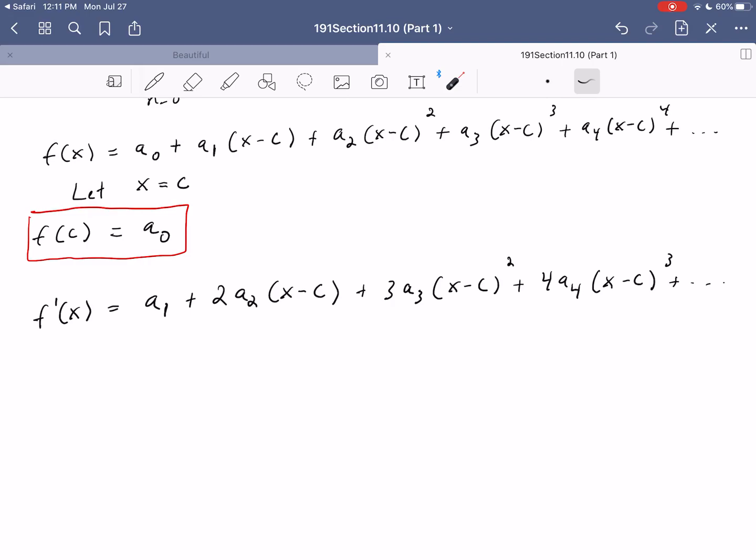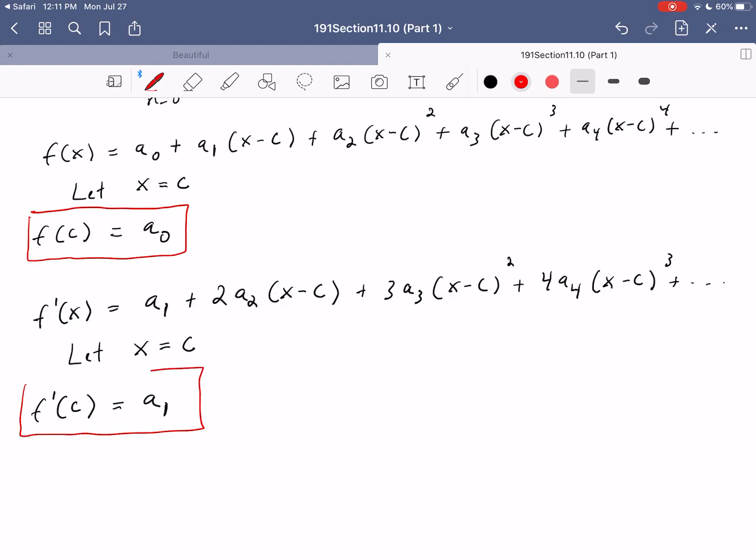Now notice the advantage of that. Now all of these things have that x minus c, but this does not. So again, let's go ahead and let x equal c. Well, all of these pieces are going to zero out, and we're going to get that f prime at c has to be a sub 1. In other words, a sub 1 needs to be f prime of c. So now we've determined the next value in our sequence. A sub 1 needs to be the derivative of our function evaluated at the center.